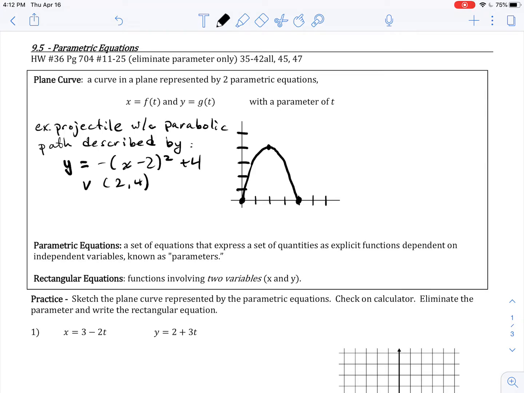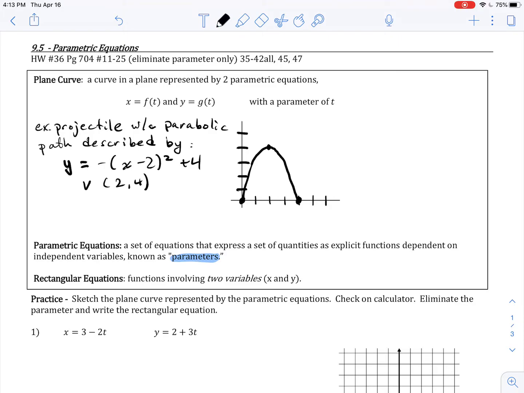Now, today we're talking specifically about a new type of equation, which are called parametric equations. And parametric equations are typically a set of equations that express a set of quantities as functions dependent on some other independent variable. This other variable, we will call a parameter. So parameters are the set of independent variables that this new set of parametric equations would be dependent on.